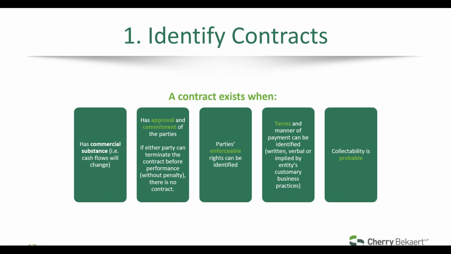So how do you know when a contract exists? There are a few things, 5 key things that the standard highlights that are on your screen. One, the contract has to have commercial substance. There has to be a change of cash flow. There has to be a business reason for it. There's an approval and a commitment of both parties. The contract has to have enforceable rights that can be identified. The terms and the manner of how you will be paid can be identified within that document, and collectability is probable.